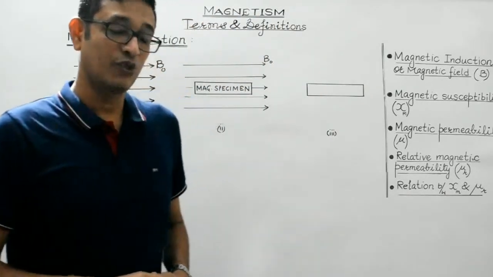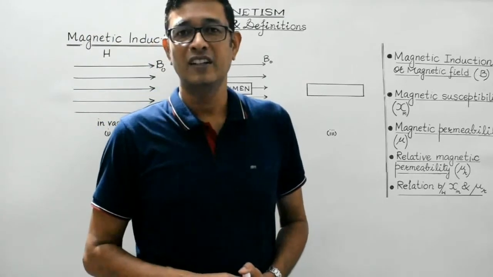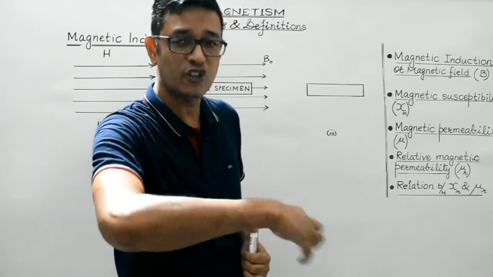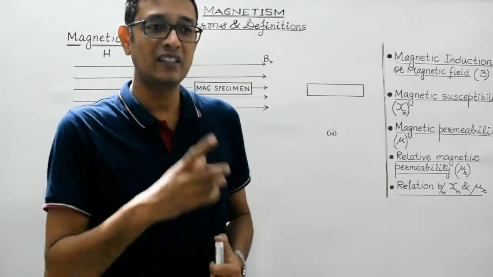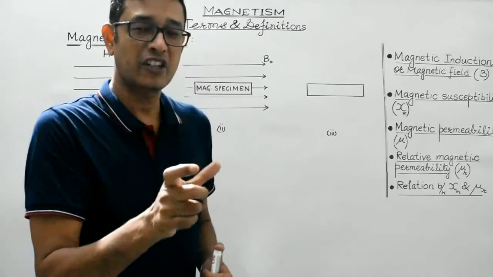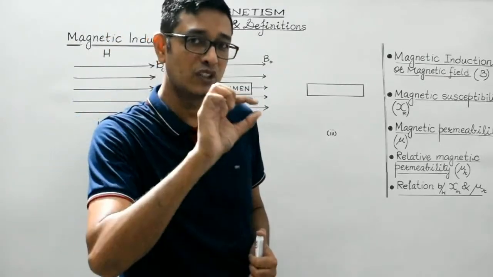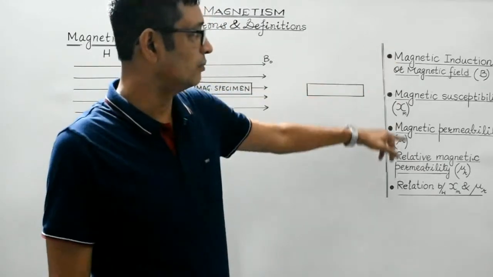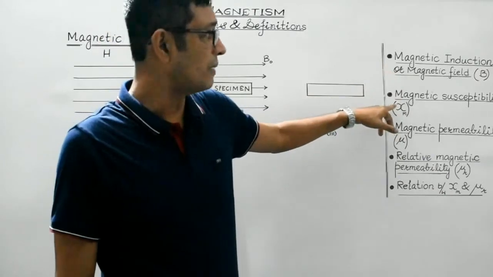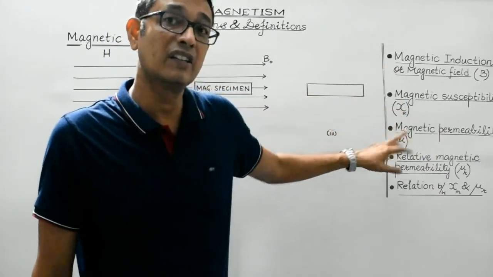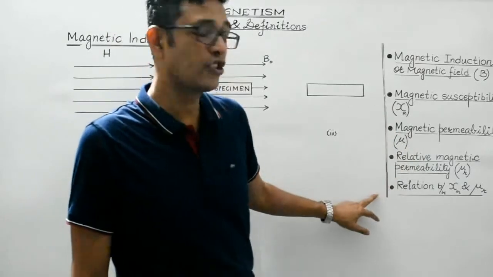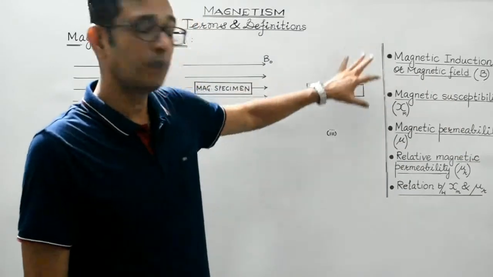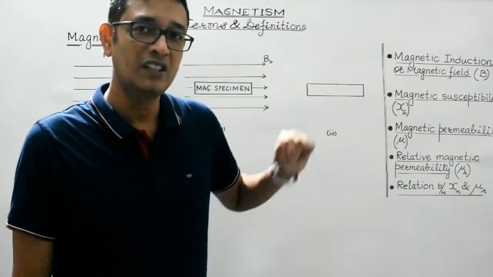Right? So with that students, let's start today's session. In the previous lecture, we discussed some terms and definitions. This lecture is an extension of that lecture only. In case you have missed out on that, in the description section of this lecture, I will provide you the link of my previous lecture. Right? So today we are going to discuss these terms: magnetic induction, then magnetic susceptibility, magnetic permeability, relative magnetic permeability, and then the relationship between magnetic susceptibility and relative magnetic permeability. So these are the topics which we will be covering in this particular episode.